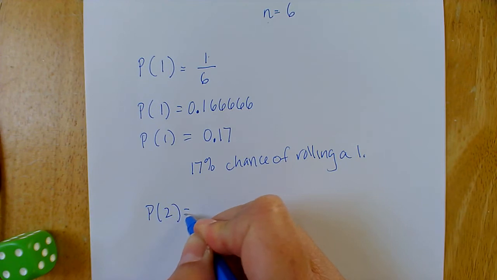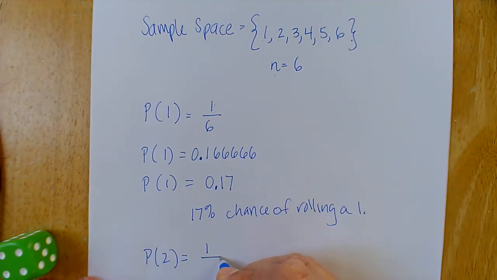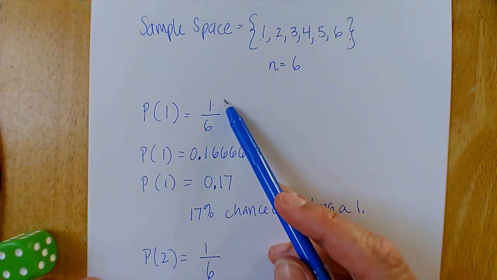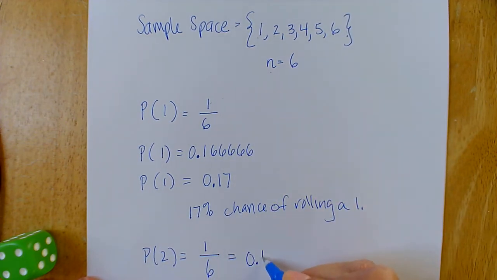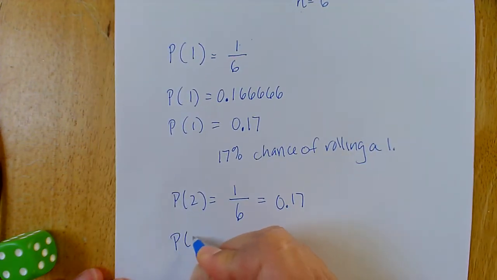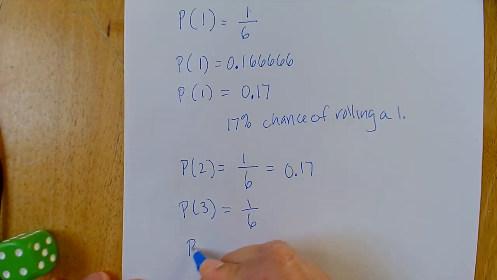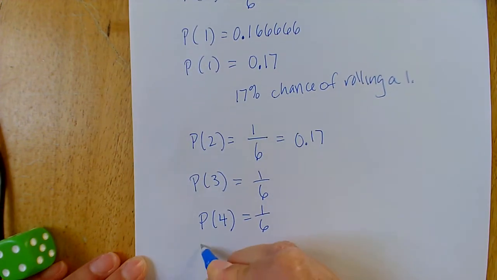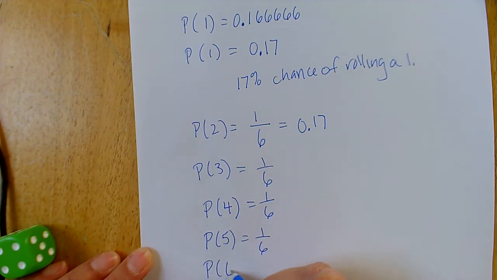Probability of rolling a 2. Well, there's only 1 2 in our sample space, so there's only 1 2 out of 6 total, so 1 out of 6. Same exact as our probability of rolling a 1, which is 0.17. Well, probability of rolling a 3, again, 1 out of 6. There's only 1 out of 6 total. Probability of a 4, again, 1 out of 6. Probability of 5, again, 1 out of 6. And lastly, probability of rolling a 6, 1 out of 6.